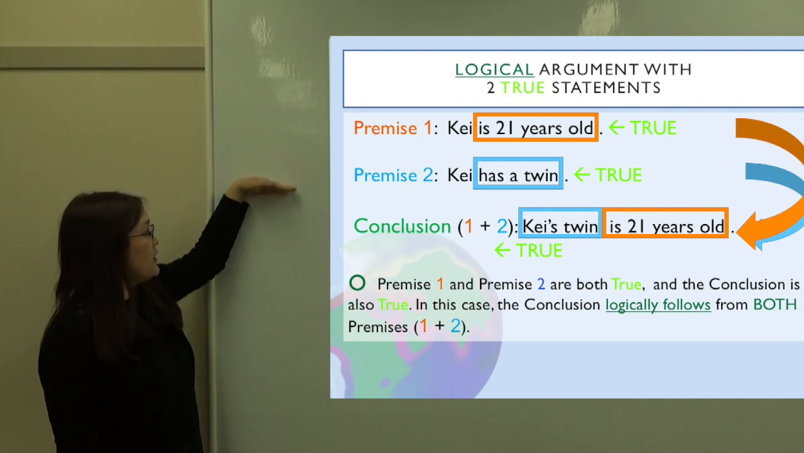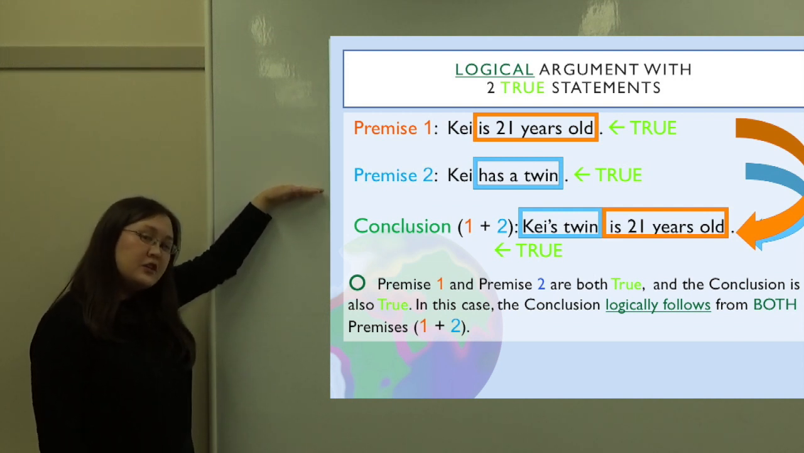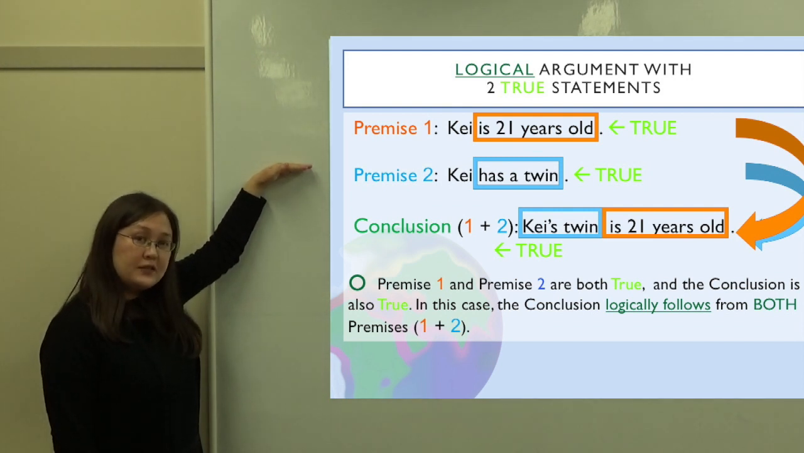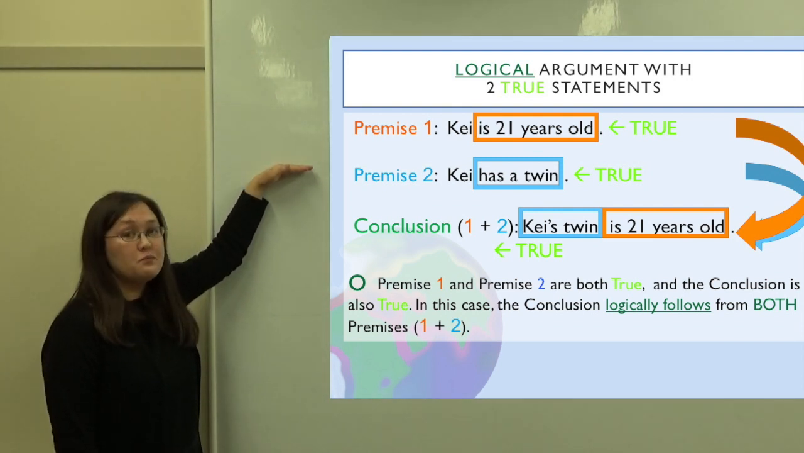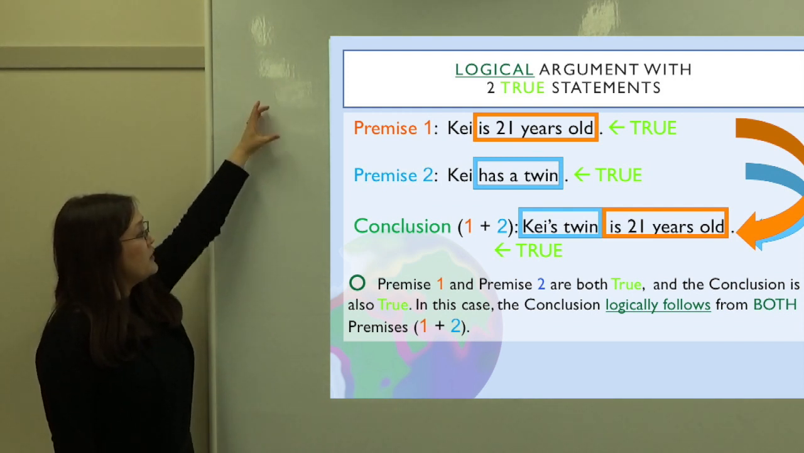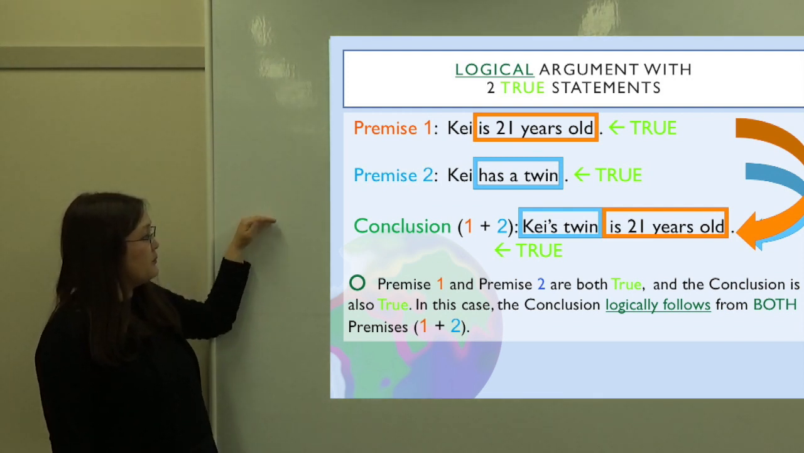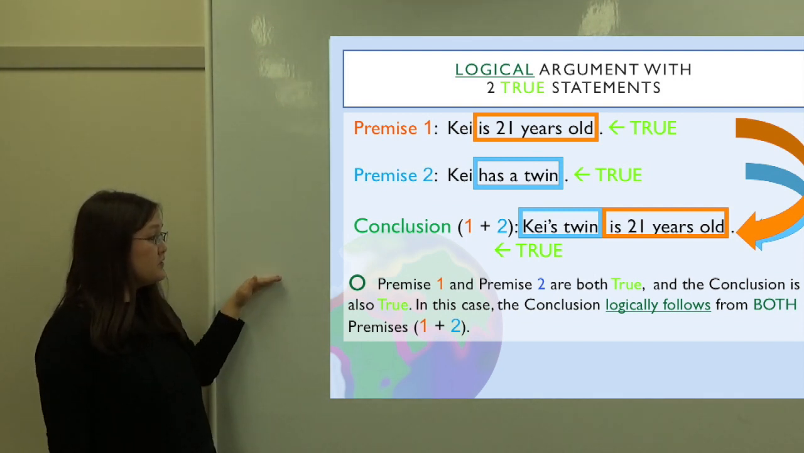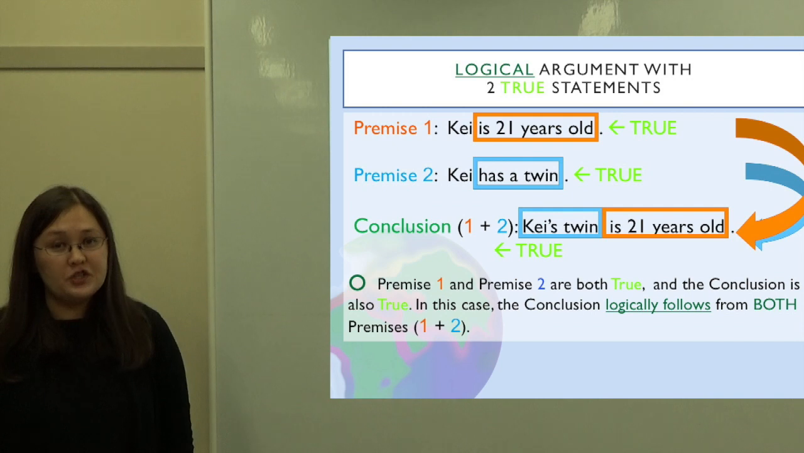We can do it without writing out the premise 3, just because everyone already knows what the word twin means. In the definition of twin, this is part of that definition, so we can put it into the conclusion. 21 and twin, and everyone can agree with this conclusion. It's following the rules of logic.